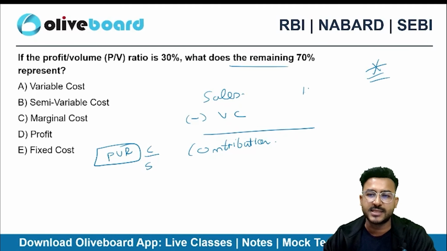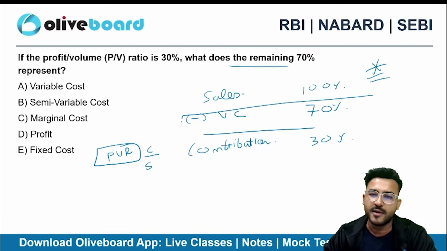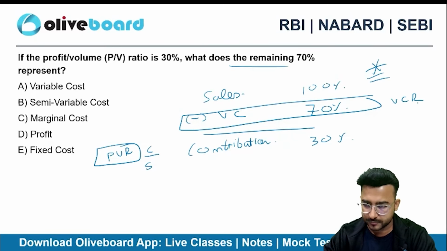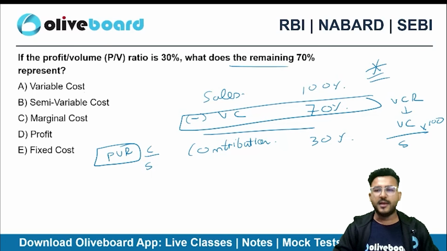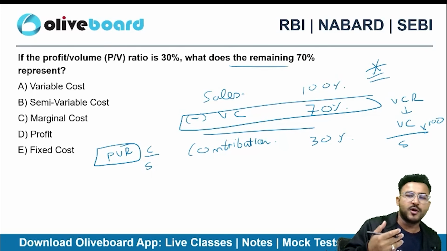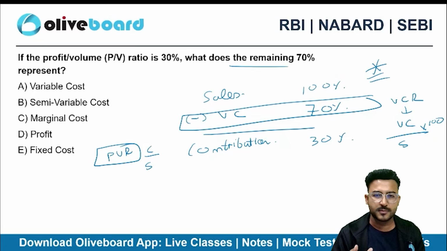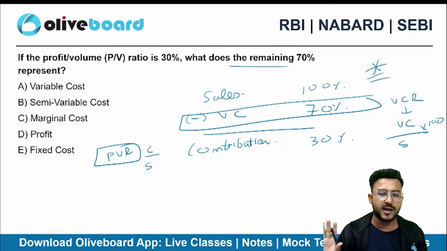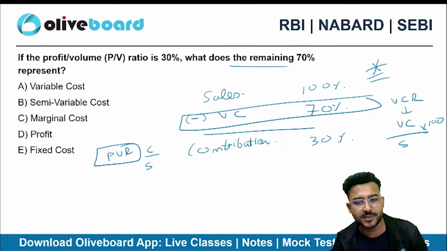So if my sales is 100% and my PV ratio is 30%, what will be the rest of the 70%? It will be the variable cost ratio, which is nothing but variable cost divided by sales into 100. Whenever somebody says that the PV ratio is 30%, you need to hear that statement, but at the same time on the back end, you need to come to a conclusion that okay, the variable cost ratio is 70%.